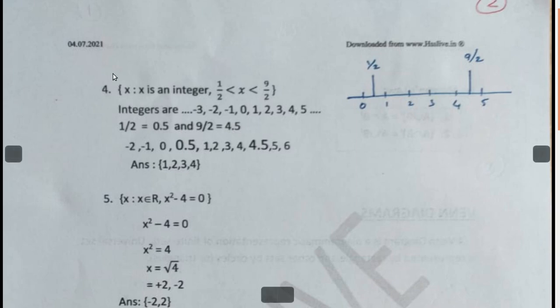Say question number 4, x such that x is an integer, 1 by 2 less than x less than 9 by 2. So when we draw a number line, 1 by 2 means half is here, okay. 9 by 2 means half of 9, which is 4.5, is here. So in between 1 by 2 and 9 by 2, these are the numbers, and integer means no decimals are counted. Integer means complete number. So 1, 2, 3, 4. Okay, so this set is what? 1, 2, 3, 4. Right. So that is all about this question.